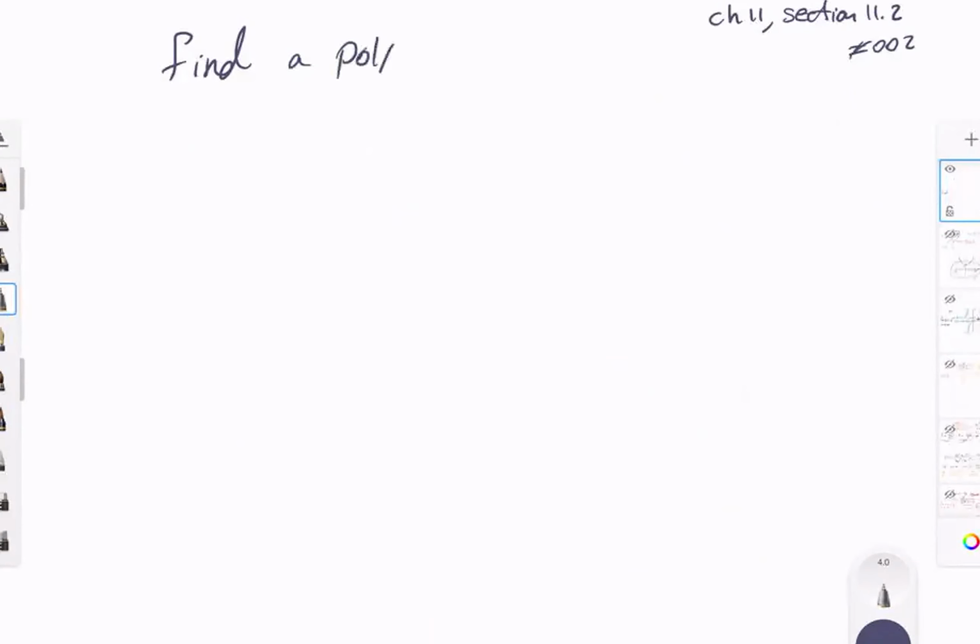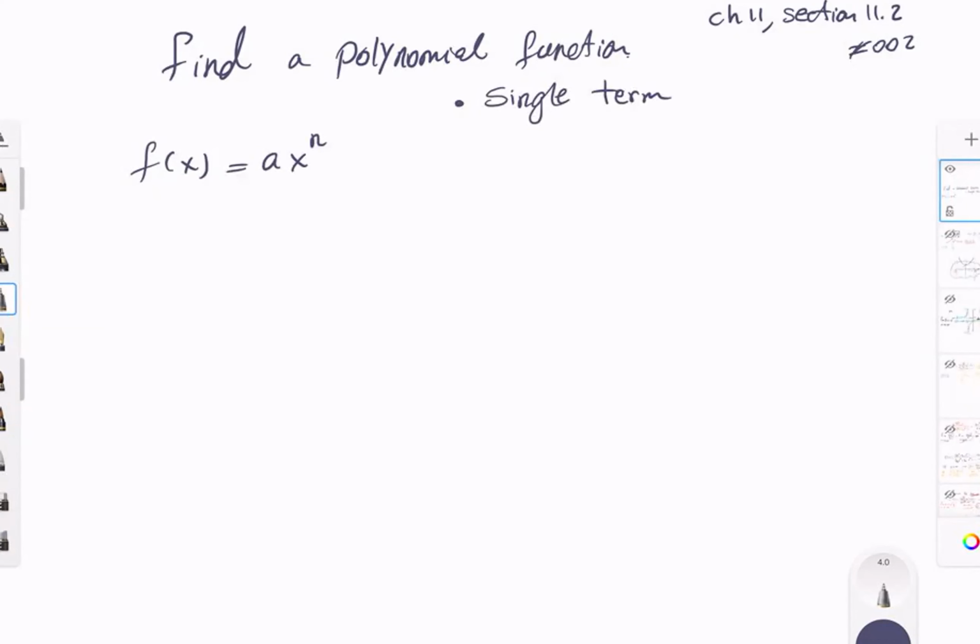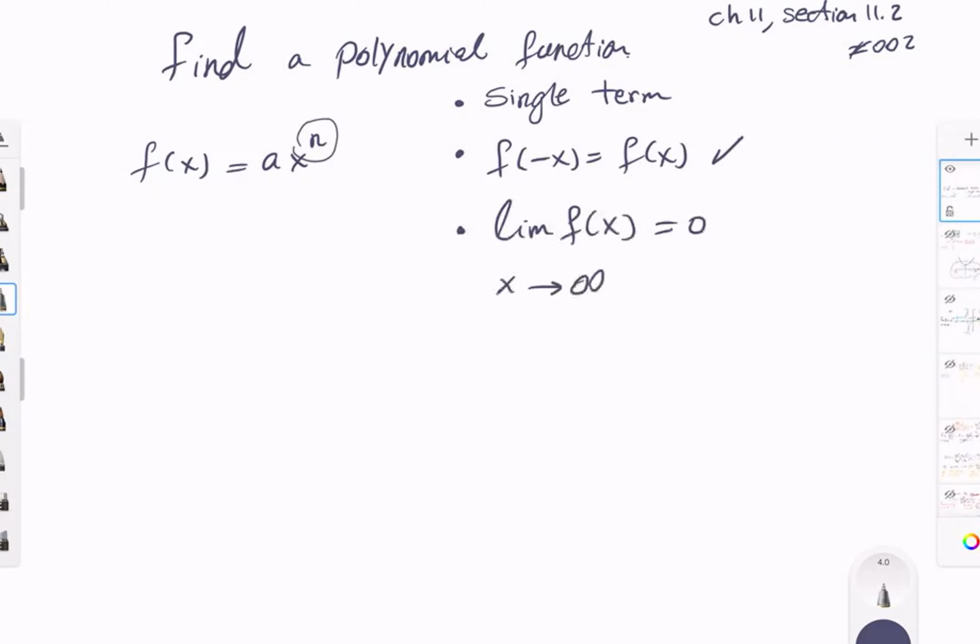Find a polynomial function. So we are looking for polynomial function, f of x, with a single term. So that means should be a x to power n, correct? They call it monomial that satisfies the following condition. So a single term, also f of negative x should be f of x, that means is even. The exponent should be even. And the last condition is limit of f of x equal to 0 as x goes to infinity.